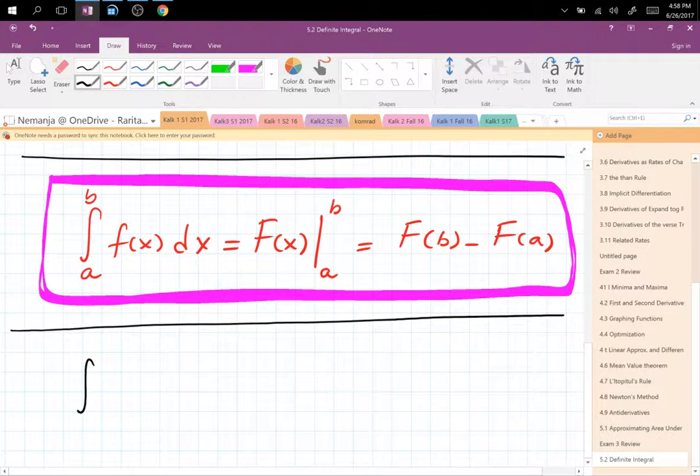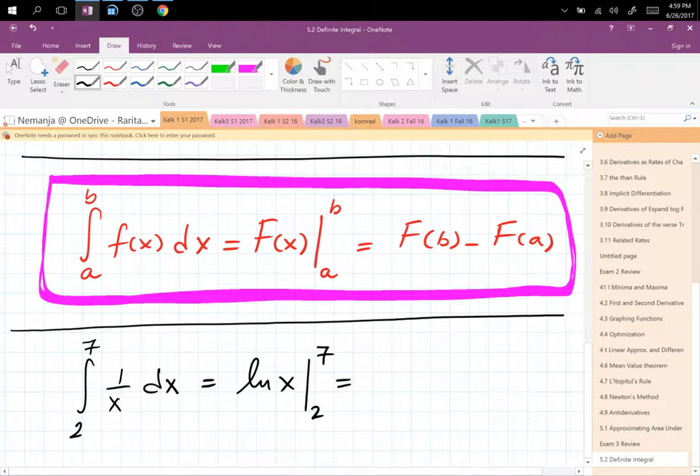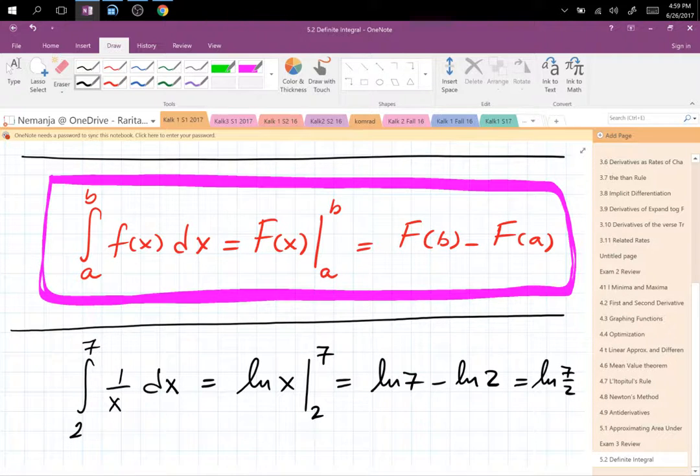So let's compute the definite integral from 2 to 7 of 1 over x dx. What do we get? ln x computed from 2 to 7. Good. And what do we get there? Anyone? ln 7 minus ln 2. And if you know rules of logs, you might write that as a single log. I don't care about decimals. You don't have to bother.